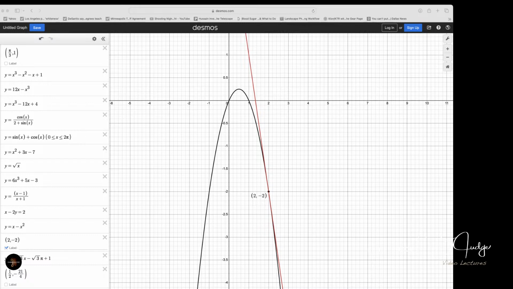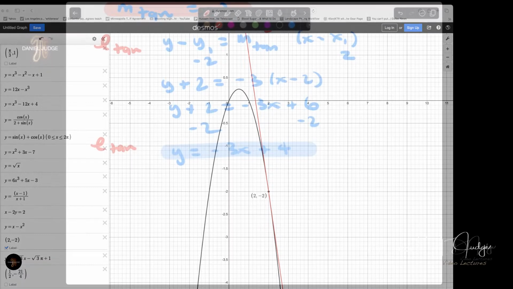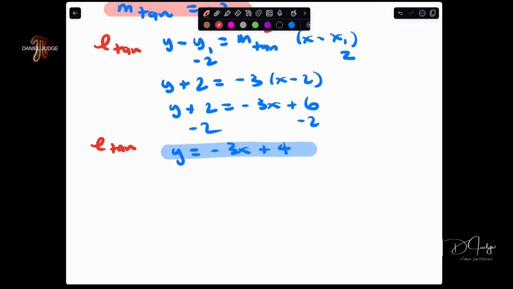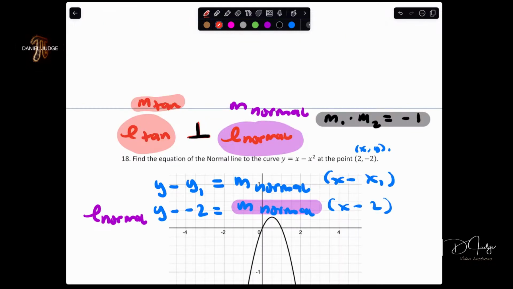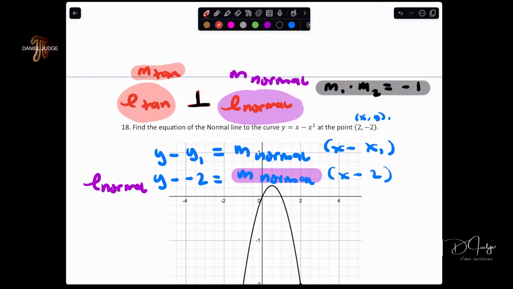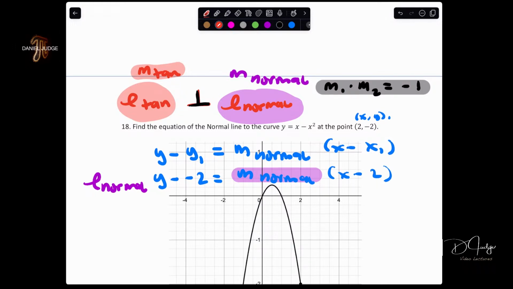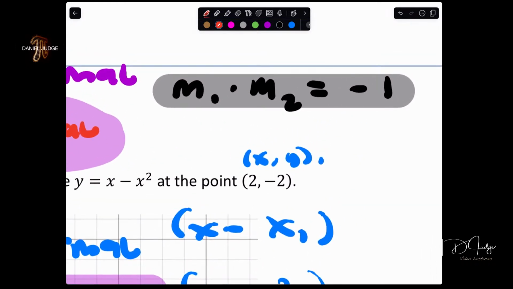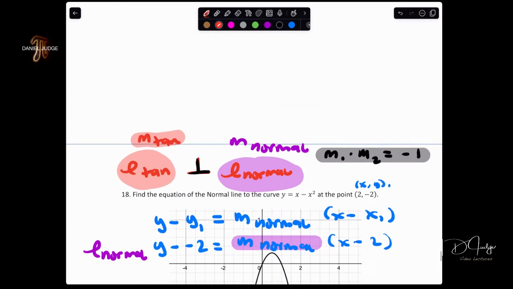You might say to me, well, we need the normal line. Well, the normal line is perpendicular to the tangent line. Go back to what we originally said: the normal line and tangent line are perpendicular, also known as being orthogonal. So if you multiply the slopes together, from beginning algebra, perpendicular lines have a product of the slopes that's negative 1.